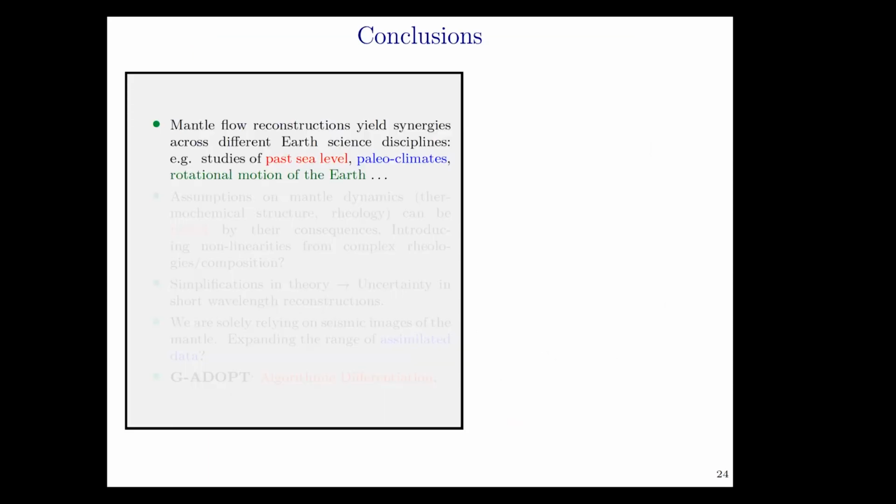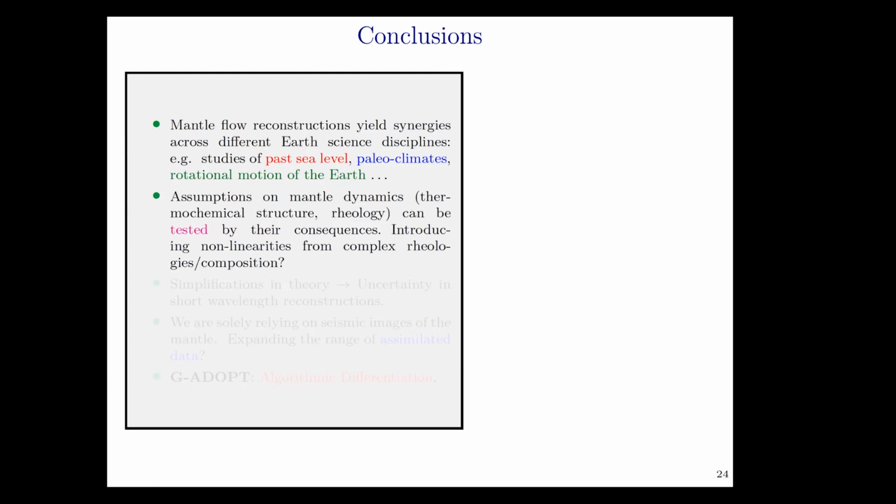Now, the conclusion is basically that mantle convection circulation models, now including the reconstruction models, can generate synergies across many other disciplines, for example, past sea level studies, paleoclimates, or rotational motion of the Earth. Any assumption, for example, the thermochemical structure of the piles, can be tested through these models, and these models can be tested against observations gleaned from geology, for example, the evolution of dynamic topography.